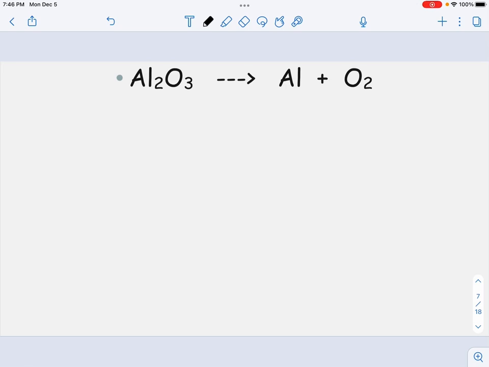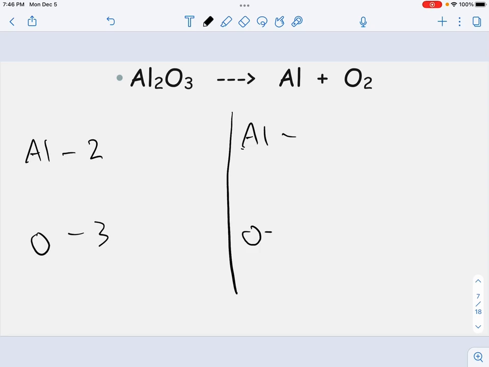We have Al2O3 decomposes to form Al plus O2. We've got two elements, okay? We've got aluminum, and let me give myself some more room. We have aluminum and oxygen, okay? Quite simple, right? So let's write everything down. On the left-hand side, we have 2 aluminums and 3 oxygens. On the right-hand side, we have 1 aluminum and 2 oxygens.